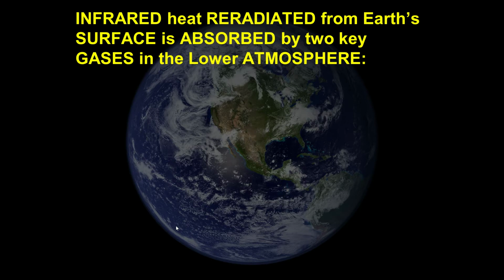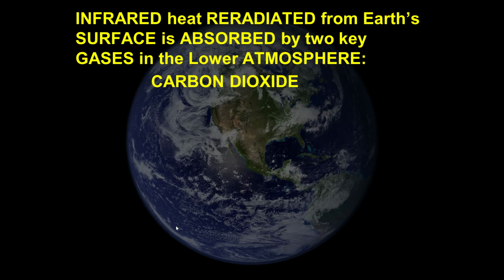So infrared heat re-radiated from the Earth's surface could potentially just completely leave and go back to space. If that were the case, it would leave us frozen and cold, and the Earth would not be a great place to be. Luckily, in the lower atmosphere, there's a couple of really important gases that absorb heat before it can go back to space, and it keeps us warmer near the ground here.